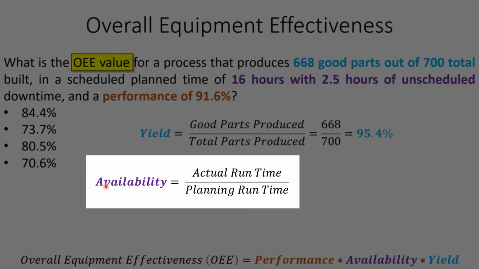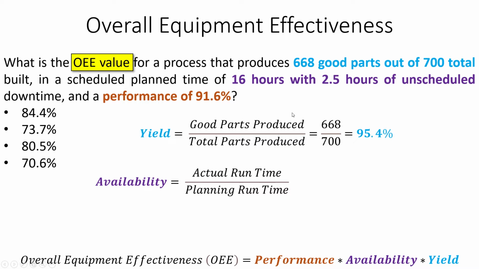The other thing we have to calculate is availability. So the availability of your equipment is calculated as the actual runtime divided by the planned runtime. Now, in the problem statement, we're told that we have a scheduled planned time of 16 hours. That's the denominator. The actual runtime was the planned time minus the downtime. So we had 2.5 hours of downtime, meaning that we actually ran for 13.5 hours. 13.5 divided by 16 means that our equipment was available 84.4% of the time.